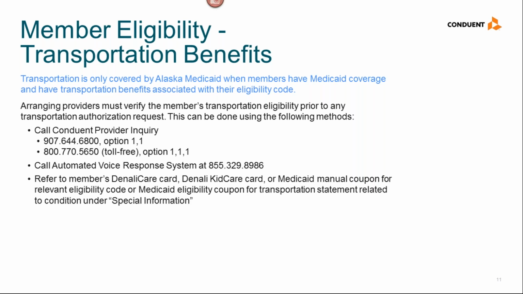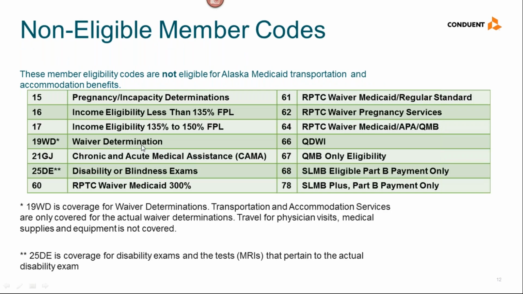The eligibility codes that are listed here do not have coverage for transportation or accommodation. And you can see the one that would probably be most relevant is 19WD, Waiver Determination. And that's, of course, coverage just for waiver determination. And in those cases, you may have some limited transportation benefit for that. Likewise for 25DE. So this is just kind of a good list to be aware of. If any of your clients has one of these eligibility codes, just be aware they may have limited or no travel benefits.